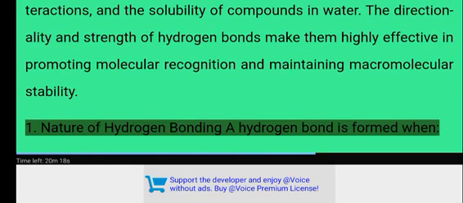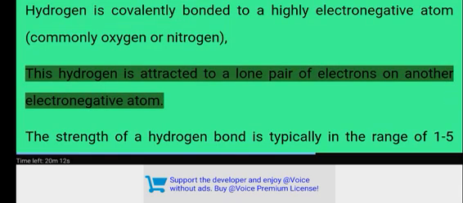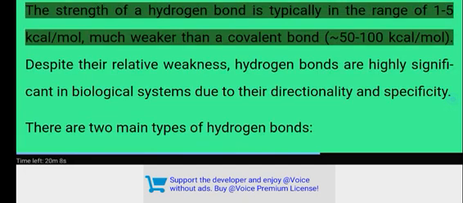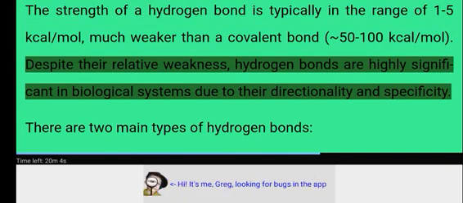1. Nature of hydrogen bonding. A hydrogen bond is formed when hydrogen is covalently bonded to a highly electronegative atom, commonly oxygen or nitrogen. This hydrogen is attracted to a lone pair of electrons on another electronegative atom. The strength of a hydrogen bond is typically in the range of 1 to 5 kcal per mole, much weaker than a covalent bond, approximately 50 to 100 kcal per mole. Despite their relative weakness, hydrogen bonds are highly significant in biological systems due to their directionality and specificity.